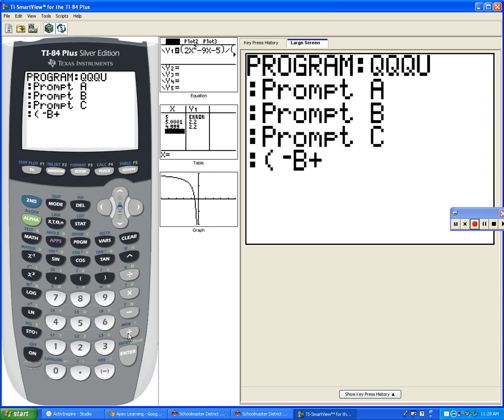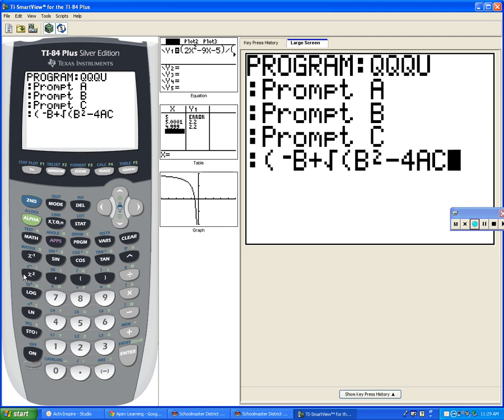So opposite of b plus, second square root, alpha b squared minus 4 alpha a alpha c. How do you get the squared? The same way you always do, the squared button. What minus do we use? The minus, not the negative. Okay.